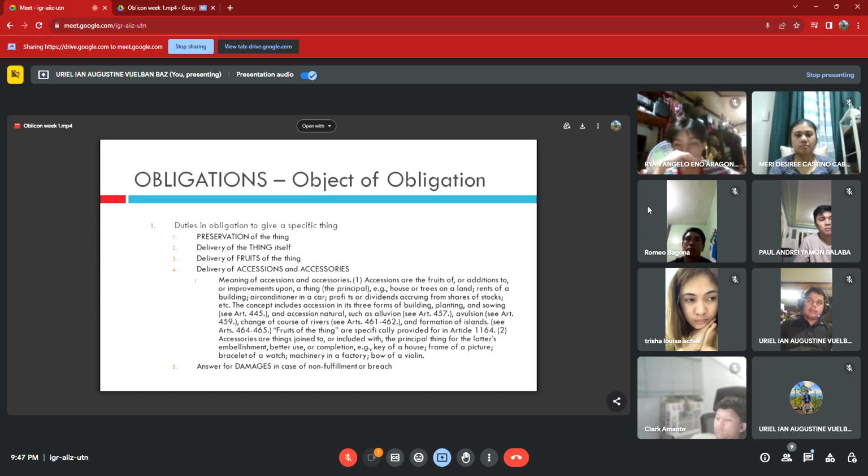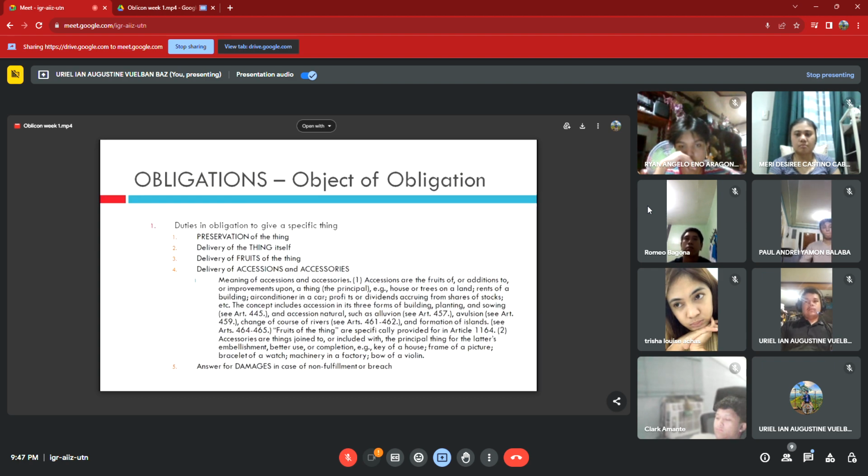But if there is a human who intervenes, such as by spraying to make the tree flower or bear fruit, then the fruits there are already considered industrial. We also have another kind, which is civil fruits. Civil fruits are in the form of rent. The income derived from leasing property is a civil fruit.